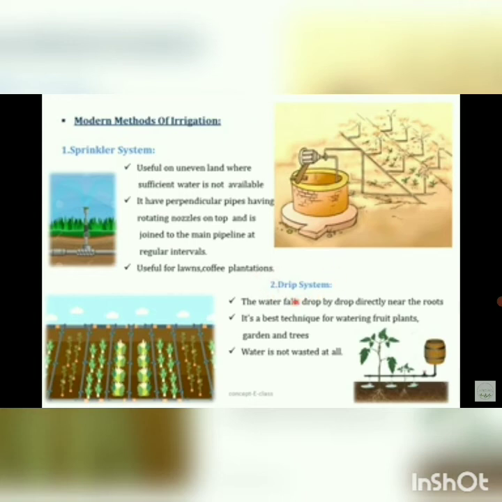And the second is the drip system. The water falls drop by drop directly near the roots. It's the best technique for watering fruit plants, and water is not wasted at all.